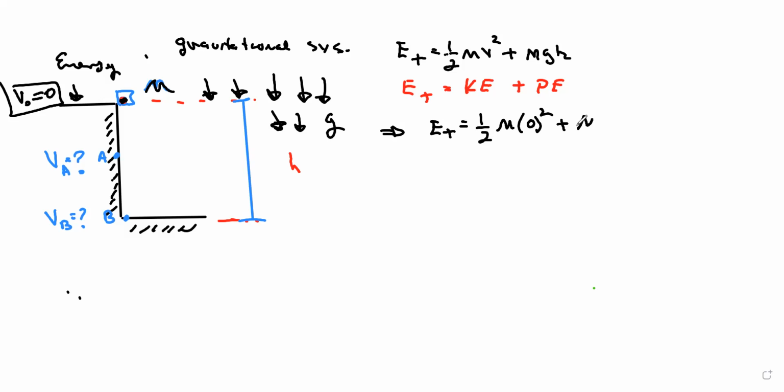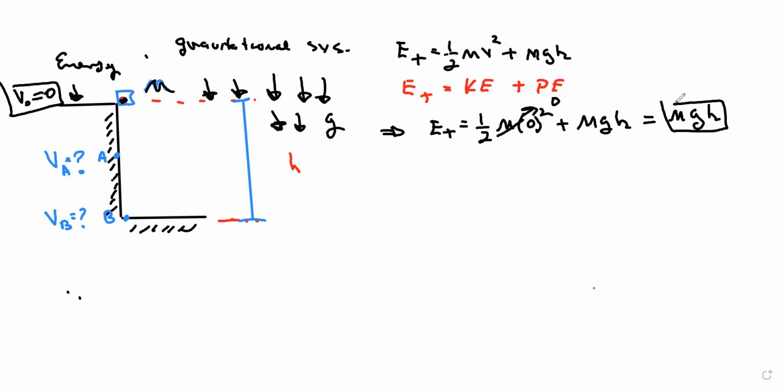Plus mg and whatever the height is. Okay, so there you go. You have your total energy. So this term is going to cancel out. It's going to be 0. So your total energy is going to be just mgh. That's your total energy right here.